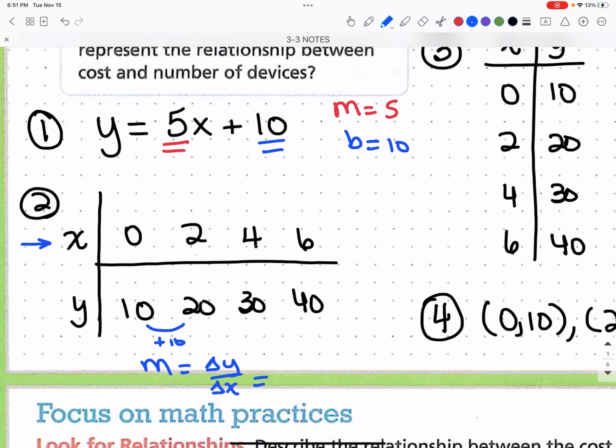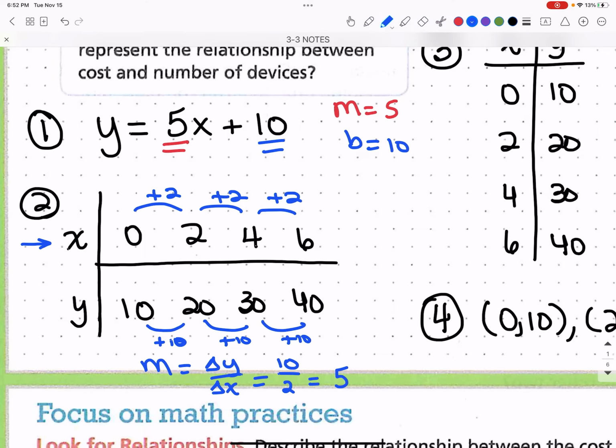That is a plus 10. That is a plus 10. And that is a plus 10. So with each move, point to point, the y increases by a constant rate of 10. Now let's look at the x's. Plus 2, plus 2, plus 2. So the x's change at a constant rate of plus 2. Because that's constant, we can say right now that it is linear, and when we reduce this, the constant rate of change, or the slope, is 5.